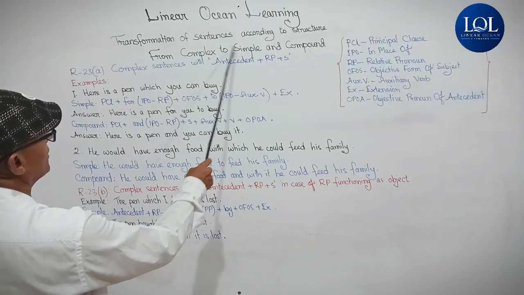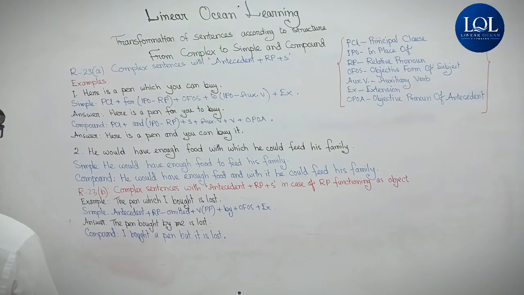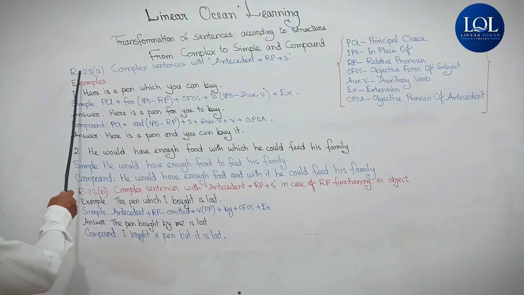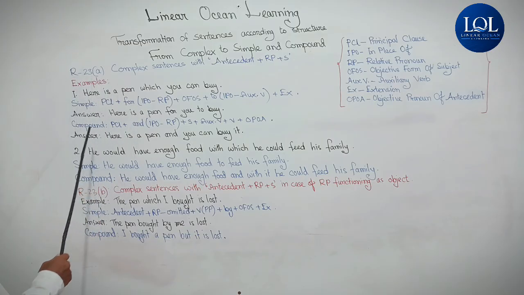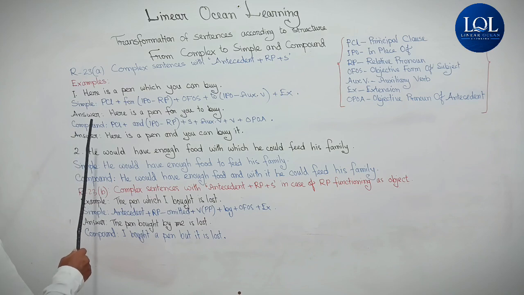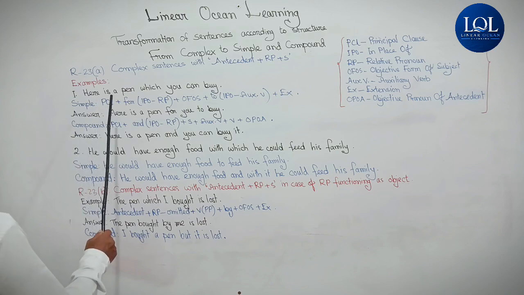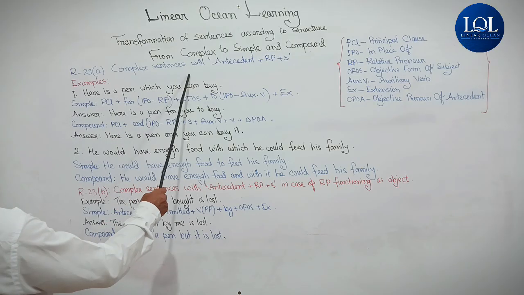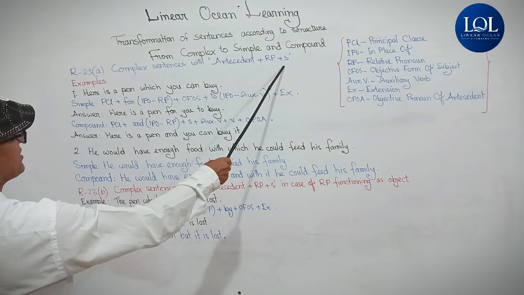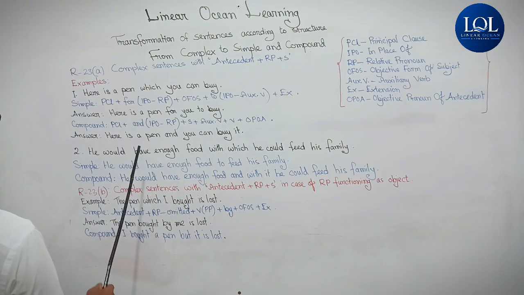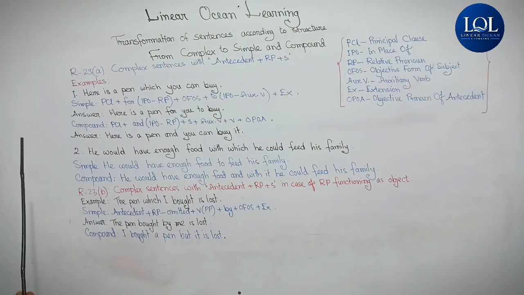Transformation of sentences according to structure, from complex to simple and from complex to compound. Rule 23A: there are two ways or processes to transform complex sentences with antecedent plus relative pronoun plus subject. Rule A.